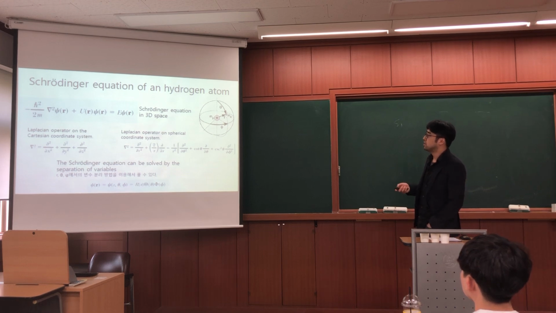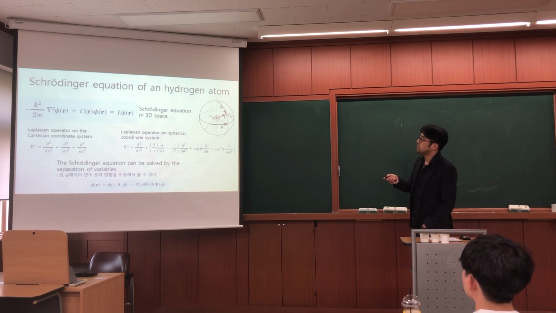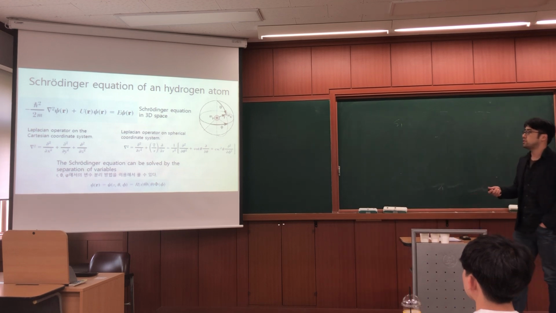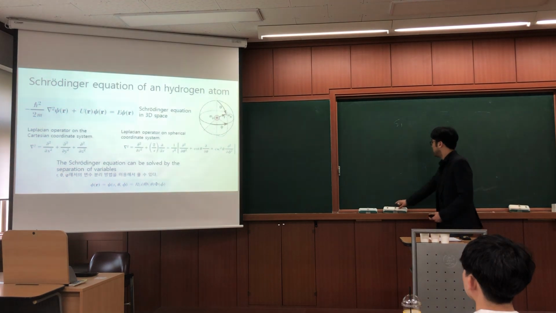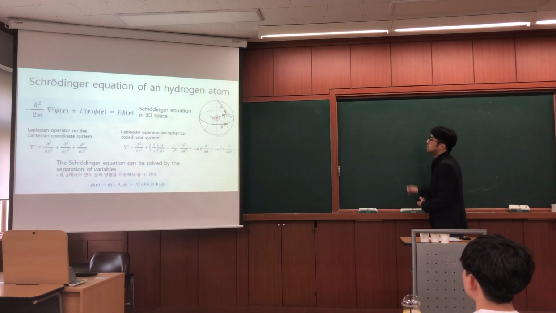Minus ħ squared over 2m, del squared psi. Here psi of r is the wave function, and this is the potential energy, and here the E is the total energy. So this is a very general equation.